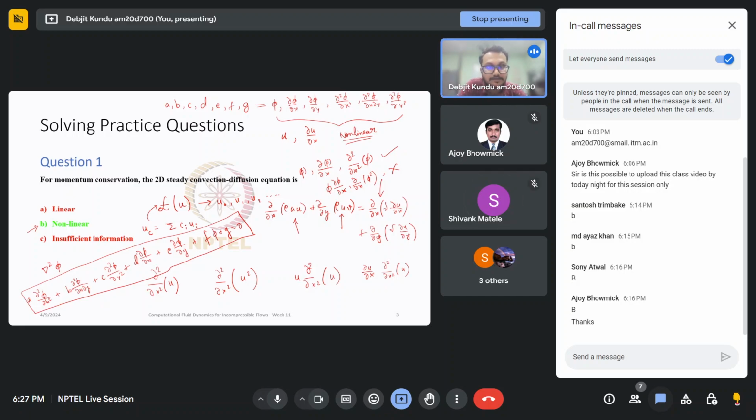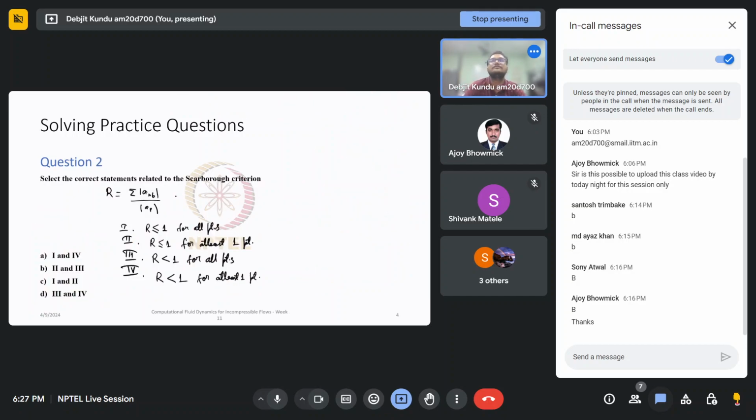Any other questions, anyone? All right. So if there are no questions, we'll move along. We'll move on to question number 2 now, which is asking us to select the correct statements related to the Scarborough criterion. Where if I say that R is equal to this summation of the mod of A and B divided by AP, then which options within this are the correct statements related to the Scarborough criterion?